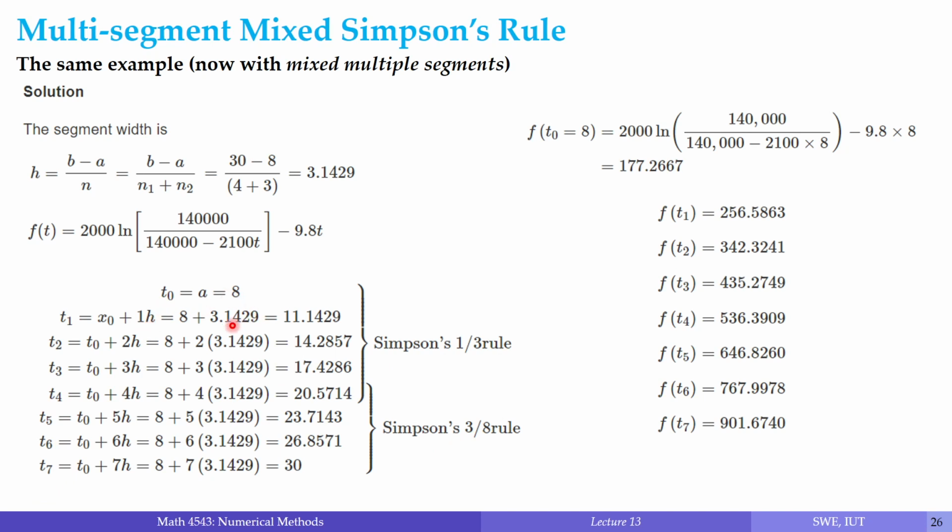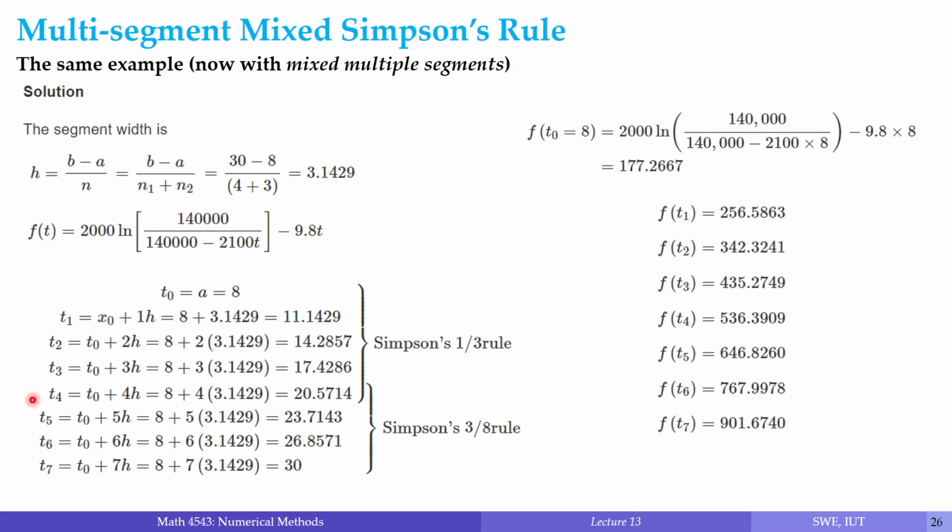We have one, two, three, four segments between the first 5 data points, and one, two, three segments between the last 4 data points. For the last 4 data points we are using the Simpson's 3/8 rule to come up with a third order polynomial. And for the first 4 segments, we are using the first 5 data points to come up with 2 separate second order polynomials, in order to apply the Simpson's 1/3 rule.